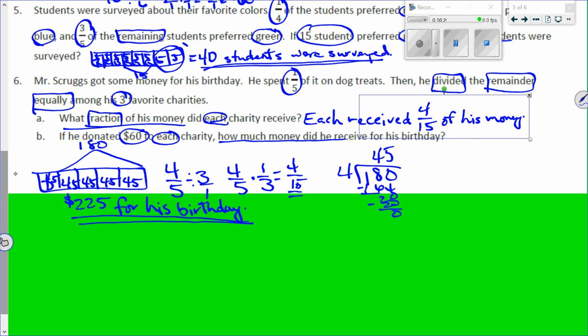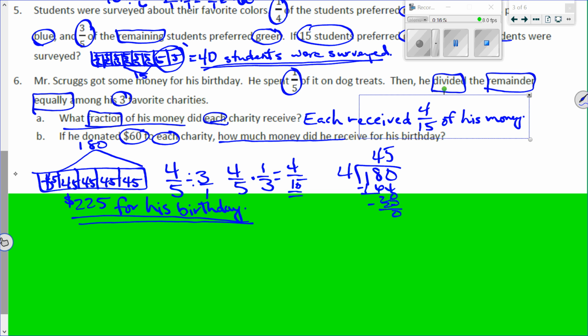Each one got 60. How many got that? 3. So it's $180 that went to charities, yes? That's $180, because 3 60s is 180. 60 and 60 and 60. But there's 4 boxes for that $180, because 4/5 of his money went to those charities.